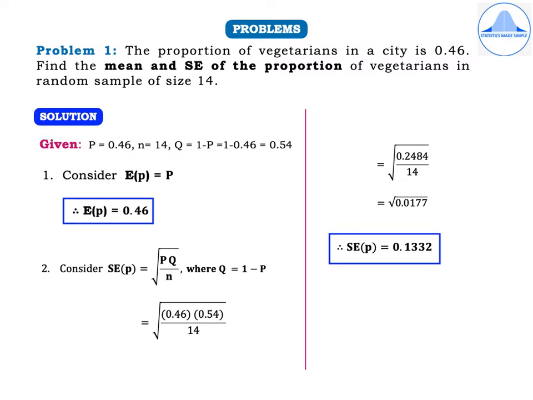Next, we'll find out under the second subdivision standard error of P. The formula is root of PQ by n, where Q is equal to 1 minus P, which is equal to root of 0.46 into 0.54 divided by 14, which is equal to root of 0.2484 by 14, which is equal to root of 0.0177. So therefore, SE of P is equal to 0.1332.